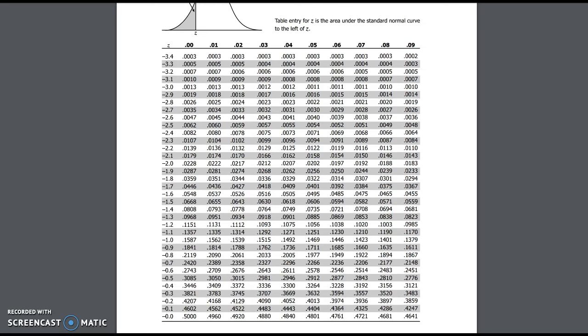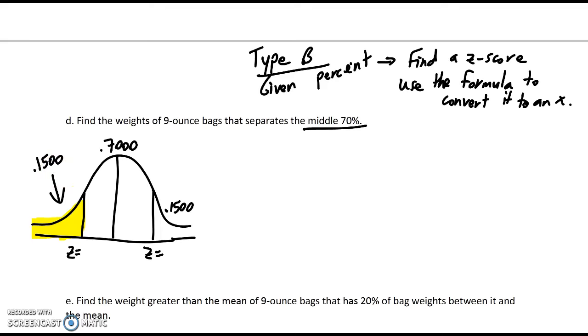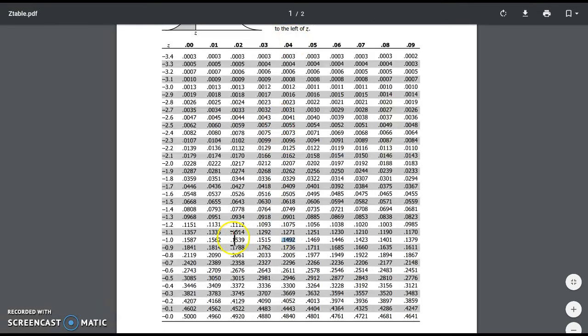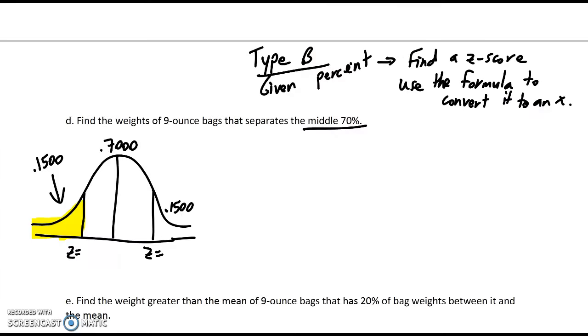Now, this time, you're not looking on the side. Those are z-scores. We have a percent. So we're actually going to be here in the middle, the sea of numbers, as I call it. And we're going to look for the closest thing to 0.1500. And you notice there's two choices here. There's 0.1492 and 0.1515. Well, which one's closer to 1500? Would that be 1492 or 1515? 1492 is the closer of the two. So I look to the left. I see it's negative 1.0. And then I look up, and it's 4. So that would be negative 1.04. So my z-score is negative 1.04.